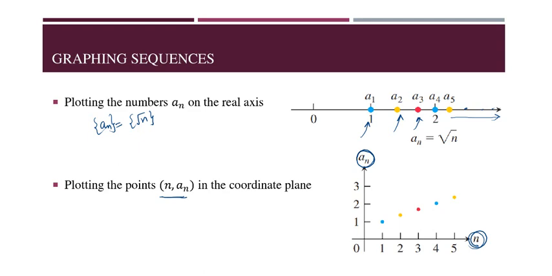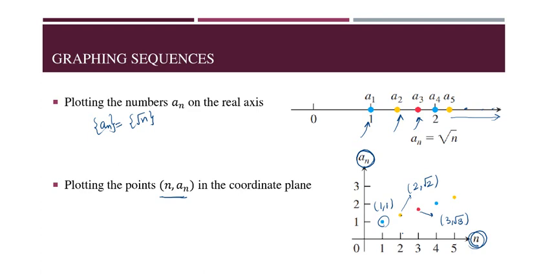and on the y-axis you have an, the value of the term. The first term of the sequence is 1, so you have this point 1, 1. Then the second term is square root 2, so this is 2 comma square root 2. Then the third term is 3 comma square root 3, and this way you can plot this.